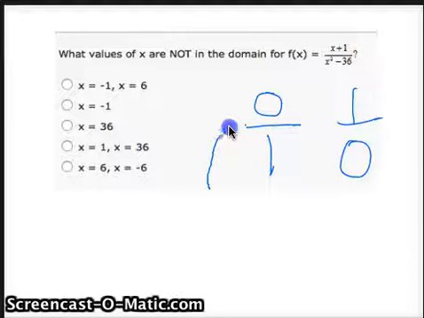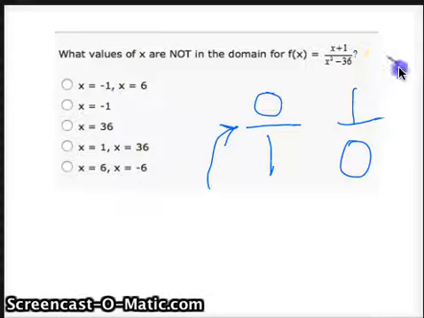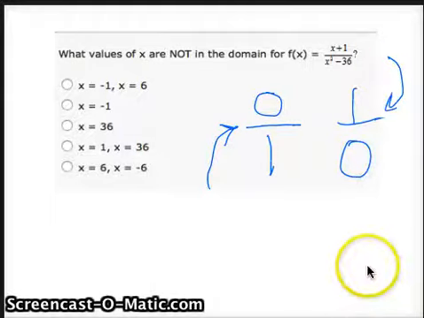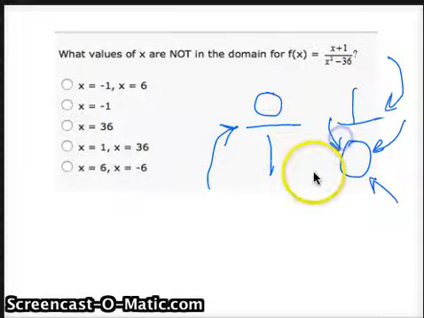Okay, this is 0. If I have no money and I share it among people, they still have no money. This does not make sense. I can't take $1 and divide it among 0 people. So the point is that you cannot have a 0 in the denominator.